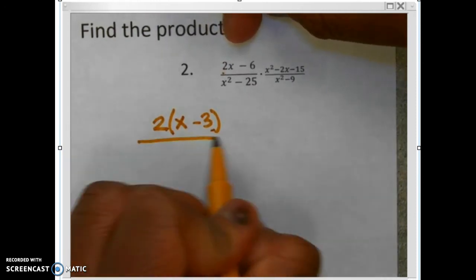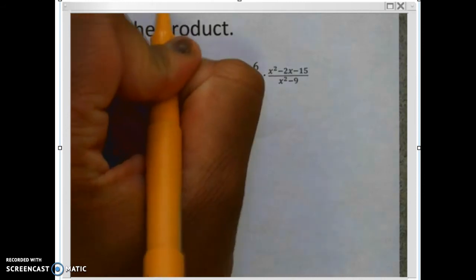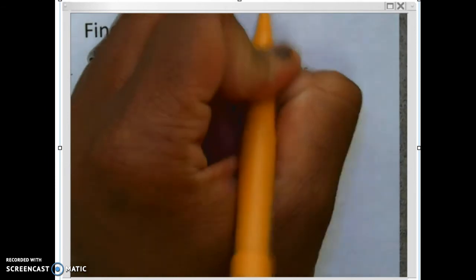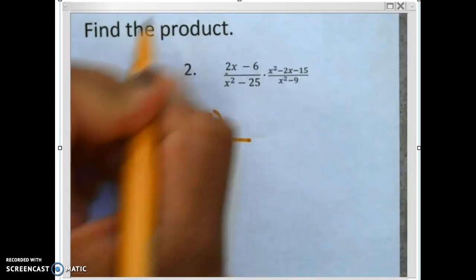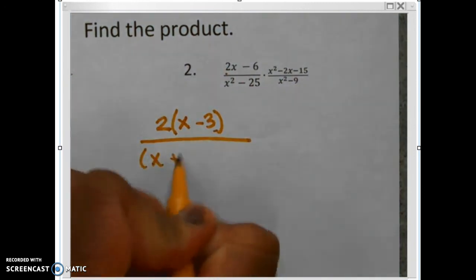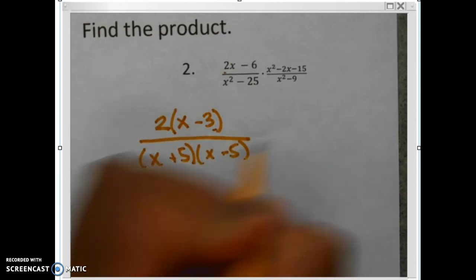On the bottom, this is a special pattern. This is the same one that I've been talking to you all about: a plus b, a minus b. Difference of 2 squares, 2 perfect squares, gives me x plus 5, x minus 5.